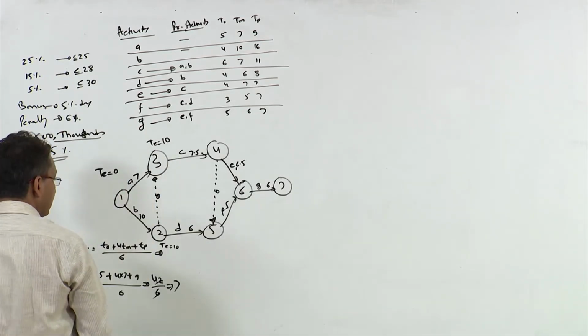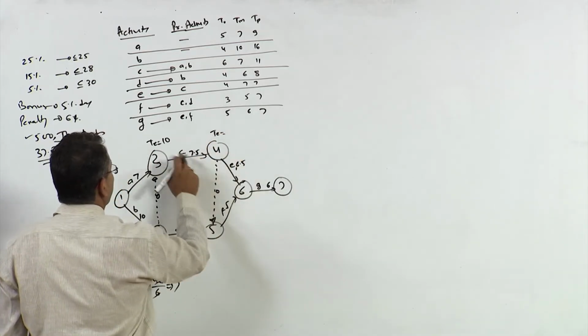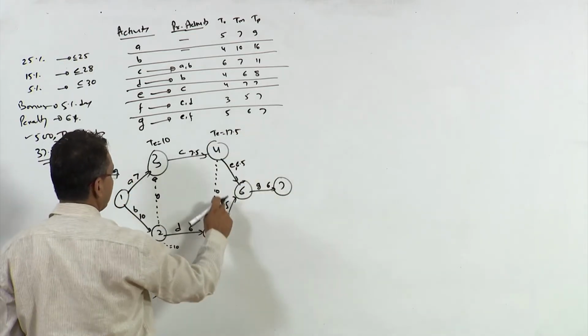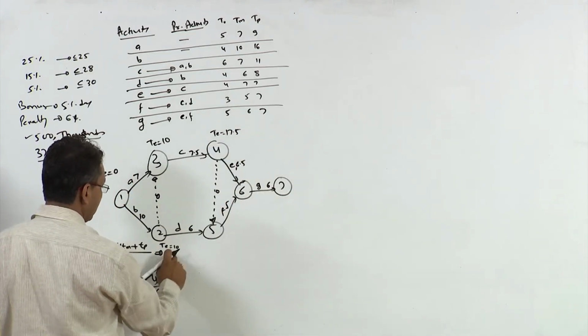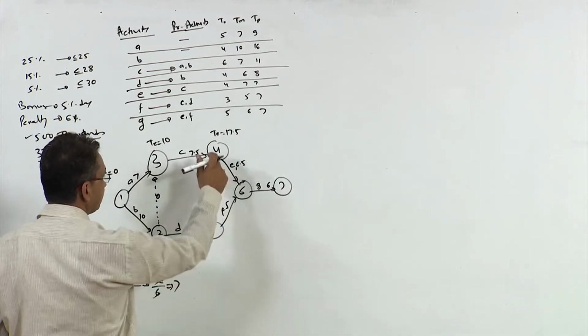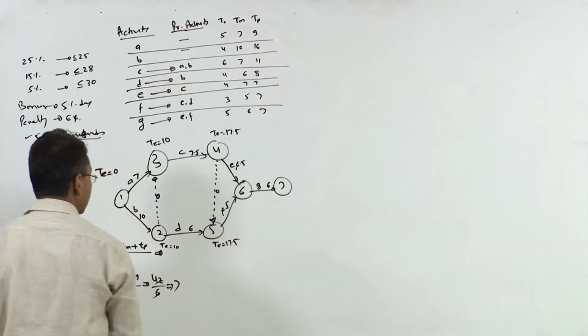Similarly, here it would be 10 plus 7.5, 17.5. 17.5 plus 0 is 17.5. From here it would be 10 plus 6, 16. So, 16 and 17.5. We will take 17.5.